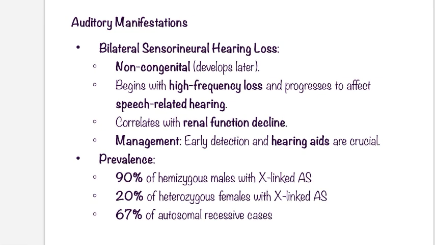Then the ear manifestation. We have discussed the renal manifestation, now the auditory manifestation: bilateral sensorineural hearing loss. This is pathognomonic of this disease. If you find renal disease and bilateral sensorineural hearing loss, this is very pathognomonic. But just remember, this is non-congenital. This has been tested many times. Non-congenital means it develops later. It is high frequency loss, not low frequency loss.